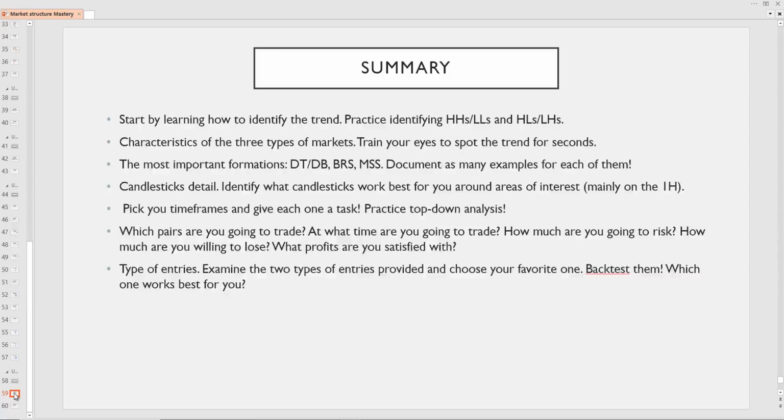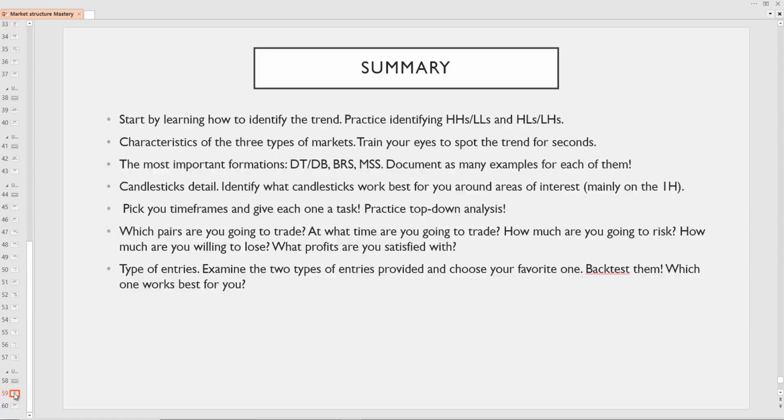Okay, and you actually need a mentor to manage you with that, right? And then finally, we had a look at the type of entries. Which type of entries resonate with you more? Okay, examine them, backtest them, go to your charts, see how you can enter. What pattern resonates most with me? What kind of entry resonates most with me, right?